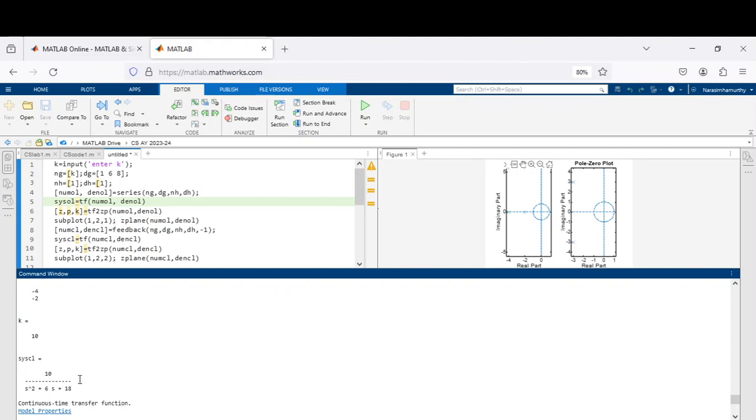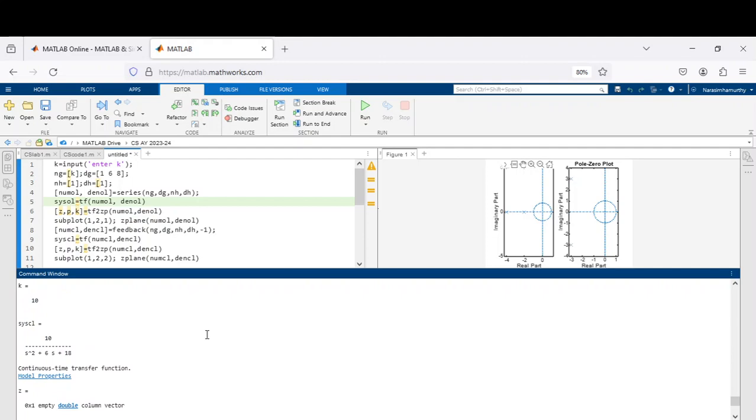This is the closed loop transfer function, which is given by this. Now let me again give a different value of k. Let me give it as 10.